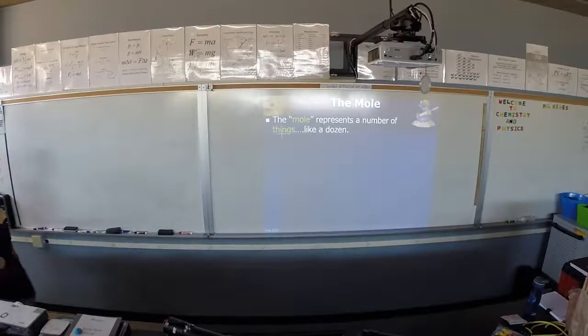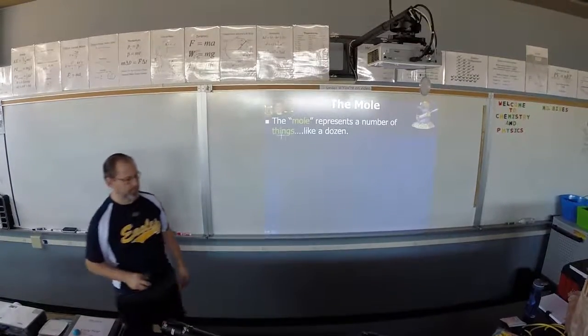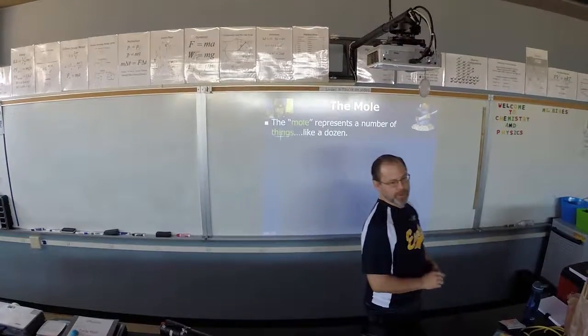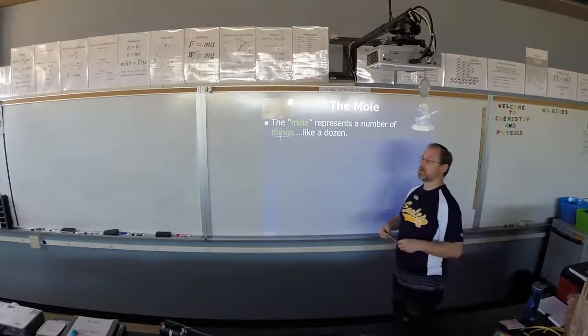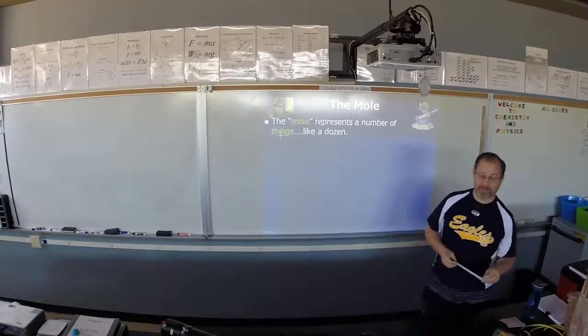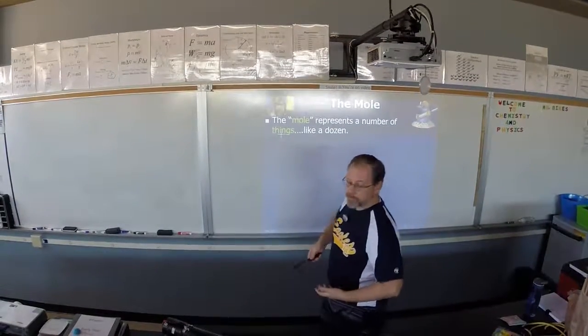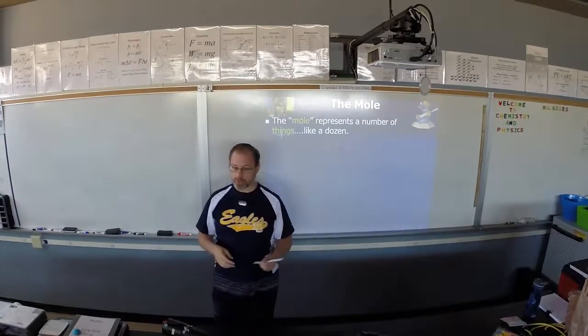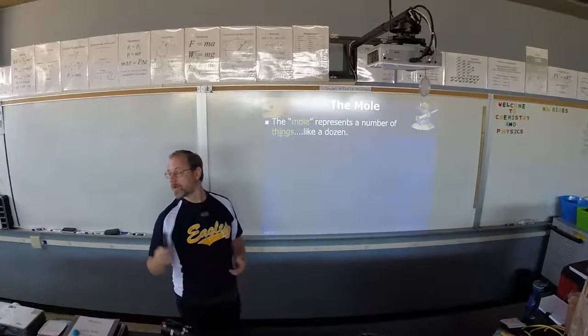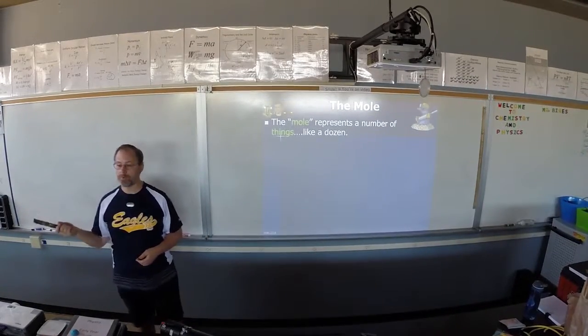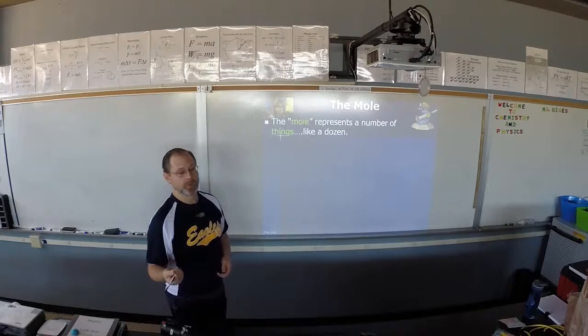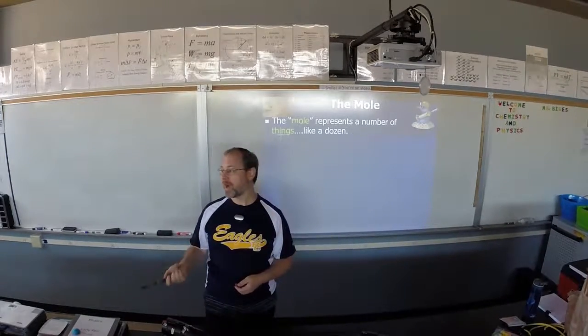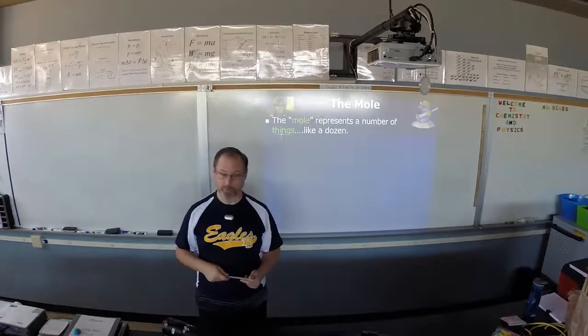Okay, so last time we talked about the mole in broad terms. We talked about it being a ratio between things we can weigh, grams, and things we cannot weigh, atoms. And we talked about the molar mass. We can look on the periodic table and find the molar mass. We calculated the average atomic mass, which becomes a molar mass.